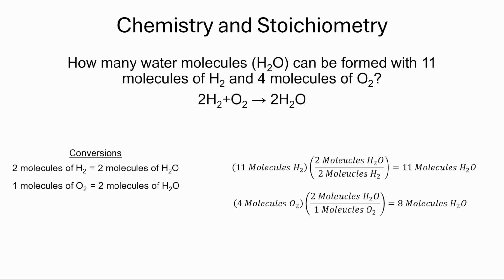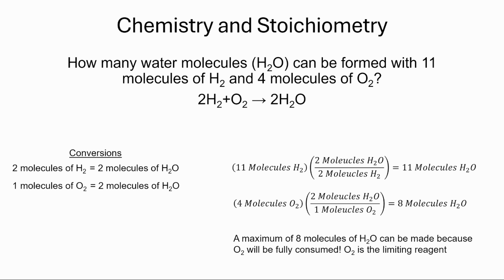Now, this is where you have to intuitively understand what this means. And this means a maximum of 8 molecules of H2O can be made because O2 will be fully consumed after 8 molecules of H2O were made. O2 will be completely gone. And so O2 is the limiting reagent or limiting reactant, depending on your definition. And this means 8 molecules of H2O will be made. That's answering the question. And you find it because O2 is our limiting reactant, or it's going to be completely gone.